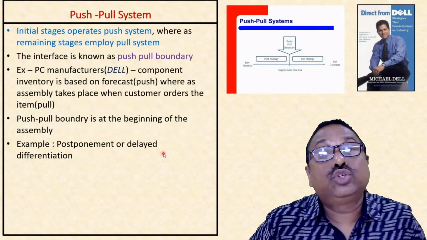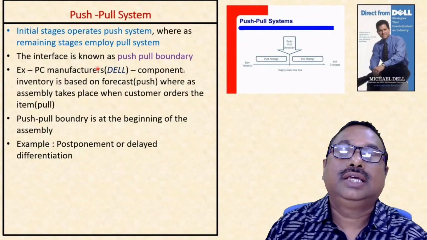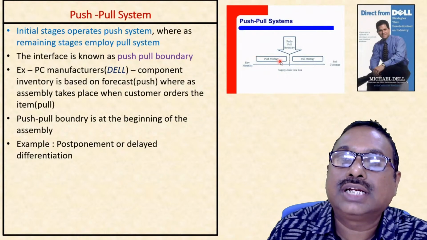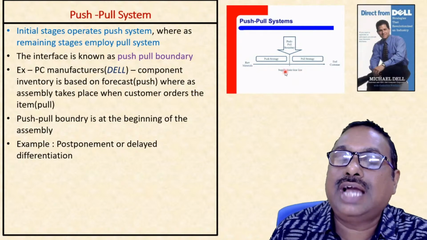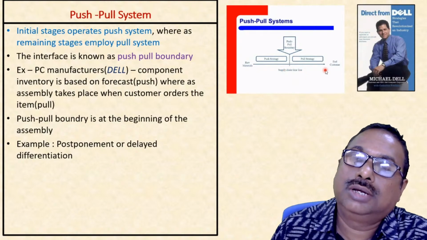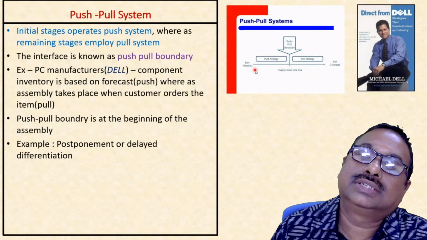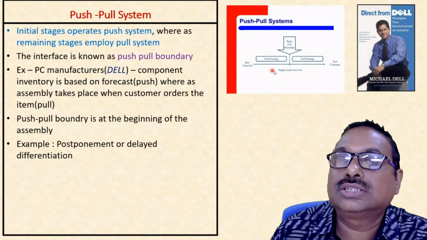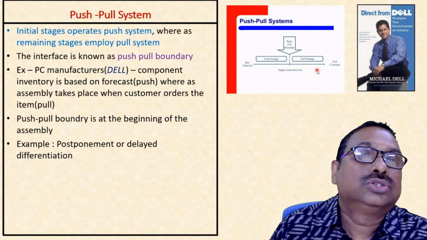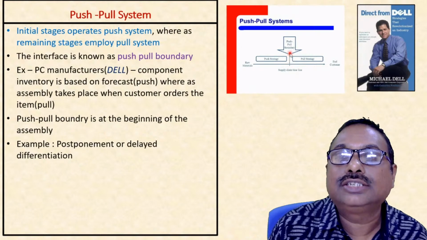Then next is the push-pull system. The third one is the push-pull system. Here, if you see, this is the push strategy, this is the pull strategy, and this is the push-pull boundary. This is the supply chain timeline. Supply chain timeline means, suppose a customer orders a product, the timeline starts. That means the manufacturer will procure raw materials, and finally you supply to the customer. So this is the total supply timeline. The interface here is known as the push-pull boundary. This dotted line is the push-pull boundary.